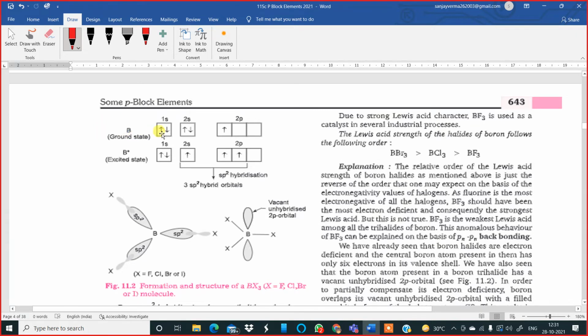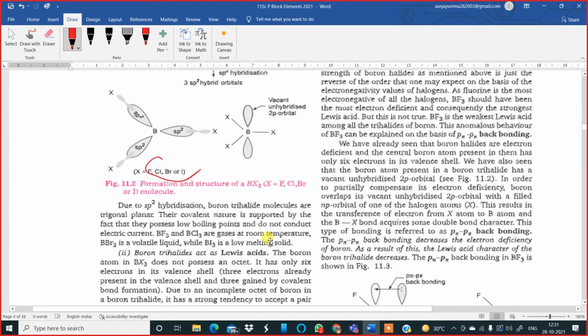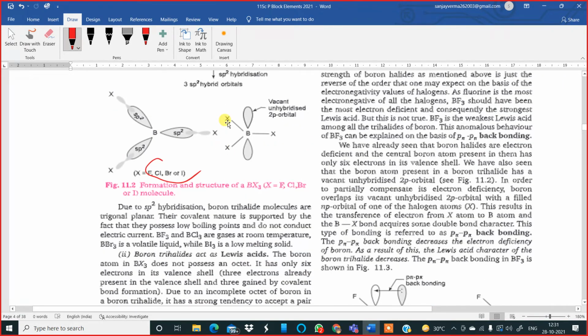In the ground state electronic configuration of boron, you can see 1s2, 2s2. Then in the first excited state, this 2s electron is transferred to the 2p orbital, and finally the other electron is also sent. So the hybridization happening here is sp2 whenever it combines with the halogens. The formation of BX3, BCl3 or BF3 or BBr3, is shown over here.